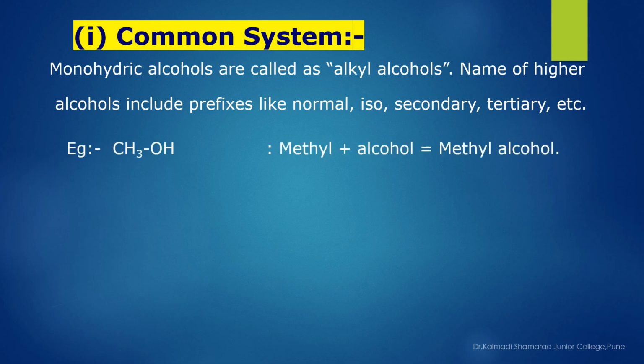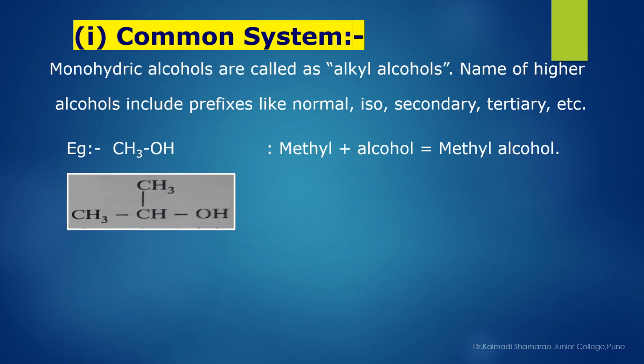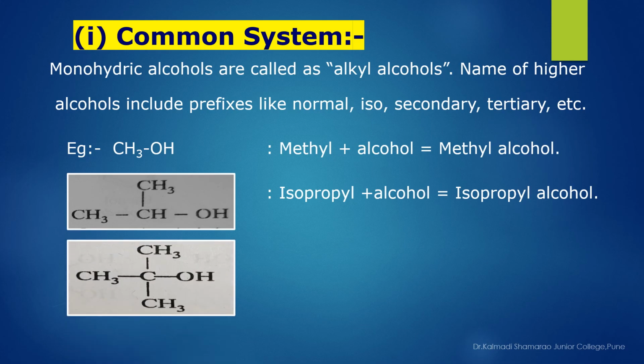For example, CH3OH contains a methyl group and an alcoholic group, so it is called methyl alcohol. The next compound contains an isopropyl group and an alcoholic group, so it is known as isopropyl alcohol. Third example, it contains a tertiary butyl group and an alcoholic group, so it is known as tertiary butyl alcohol.